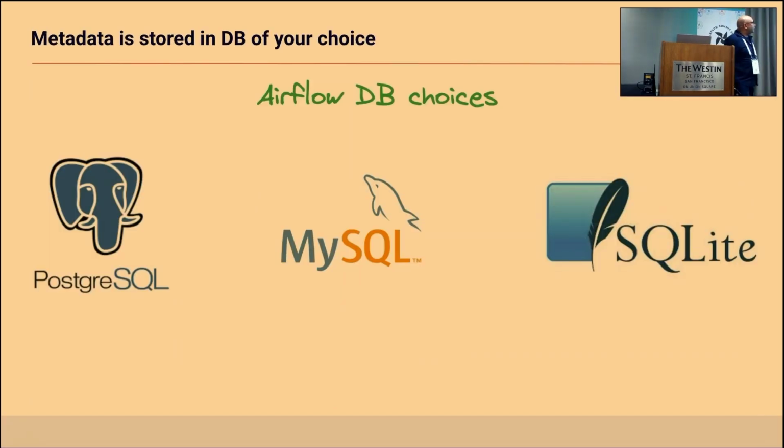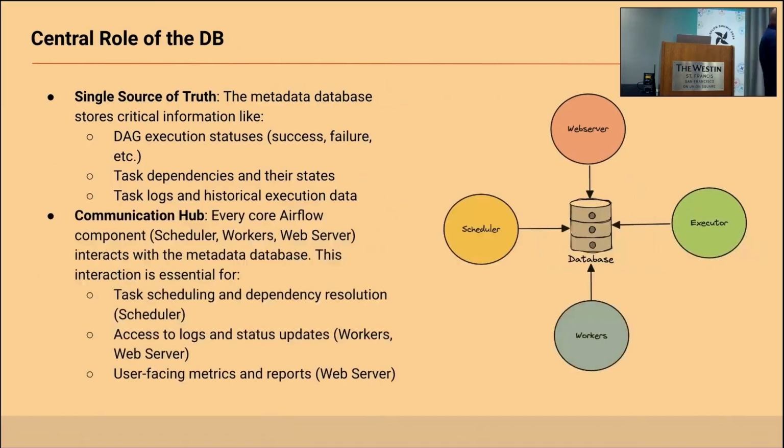So what are the default choices you get with Airflow? You have PostgreSQL, MySQL, SQLite, all three awesome databases and good choices. But as you can see in the diagram on the right side, your database is the central and single source of truth here. All your components, which we earlier highlighted, like scheduler, executor, workers, web servers, the database is going to act as a single source of truth.